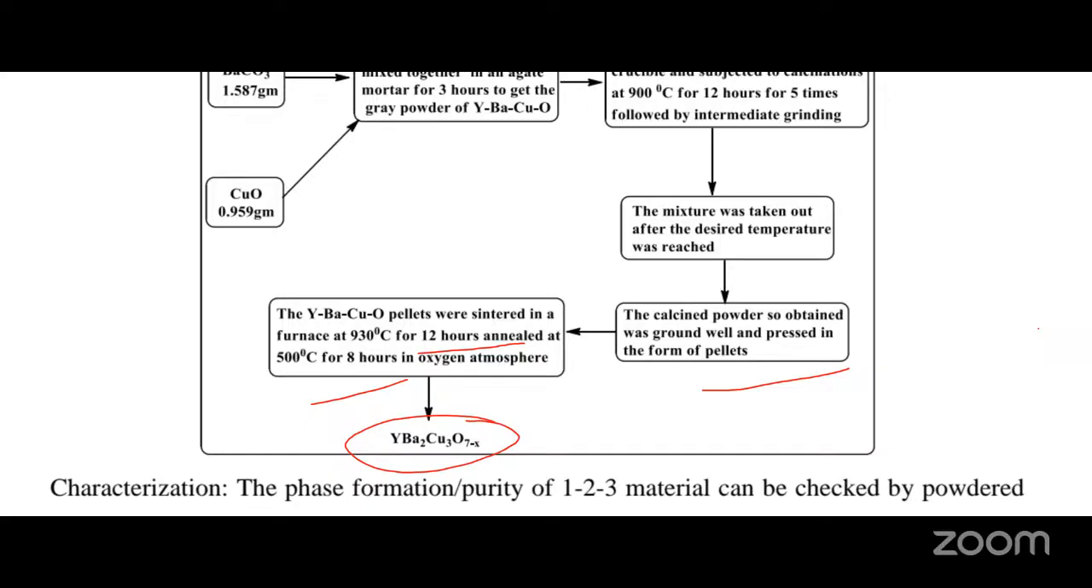The 1, 2, 3 materials are superconducting materials, particularly YBa2Cu3O7-x. This is the simple preparation method, followed by calcination and the muffle furnace.